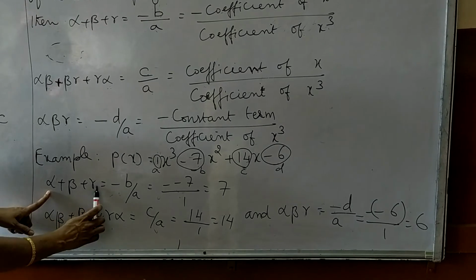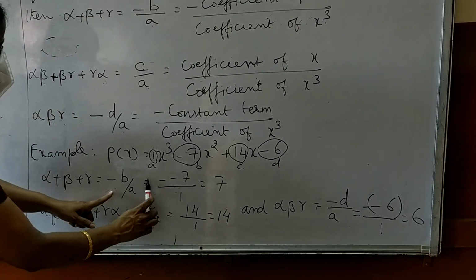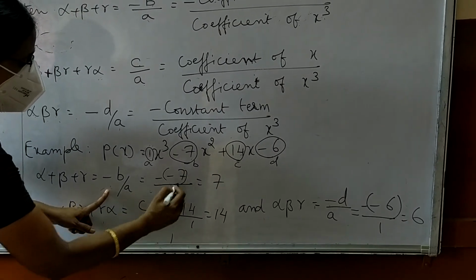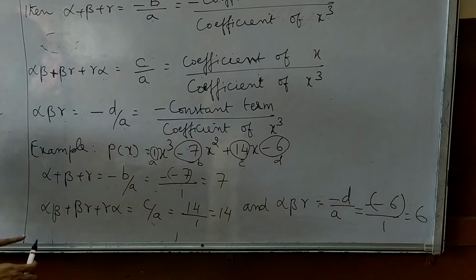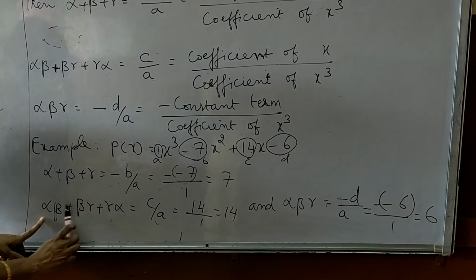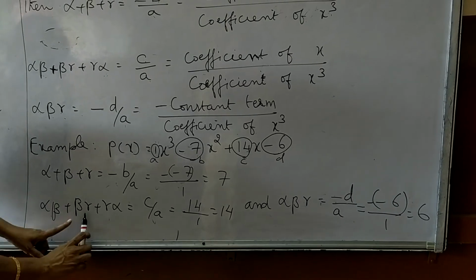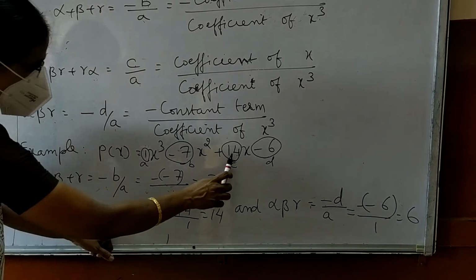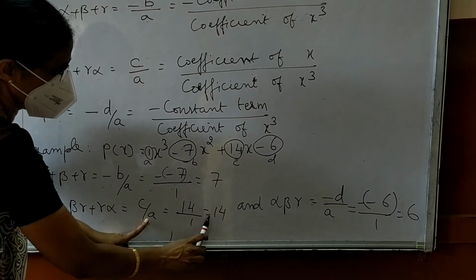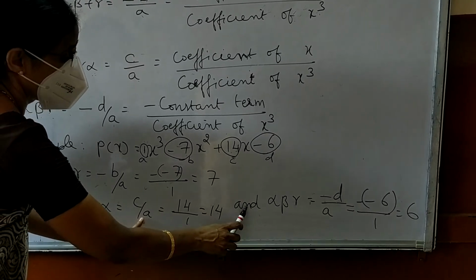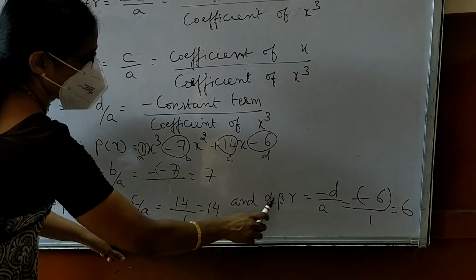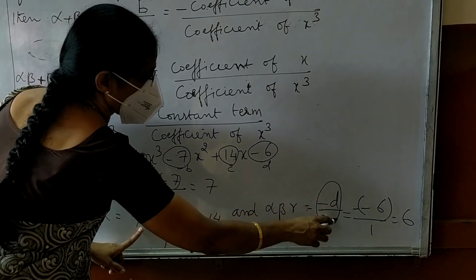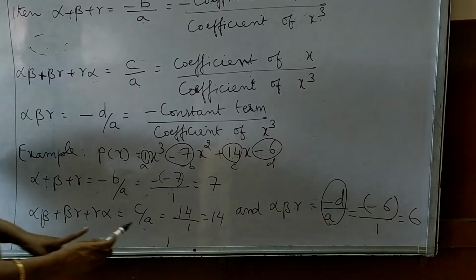So alpha plus beta plus gamma is minus b upon a, which is minus of minus 7. B is substituted here. Minus of minus 7 upon 1, which is equal to 7. Sum of the product of zeros taken 2 at a time: alpha beta plus beta gamma plus gamma alpha is c upon a. C is 14 divided by a. A is 1, which is equal to 14. And the third one is the product of all the zeros, alpha into beta into gamma. The result is minus d upon a. Substituting we get it is equal to 6.